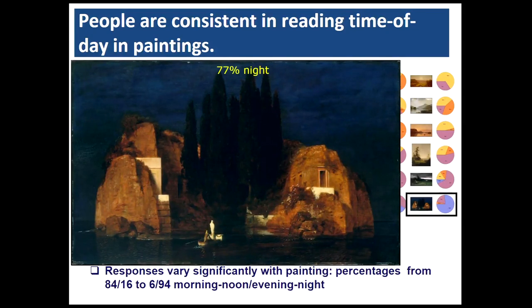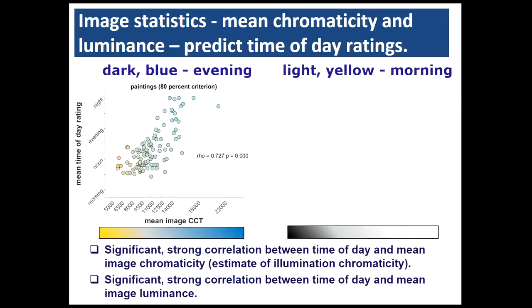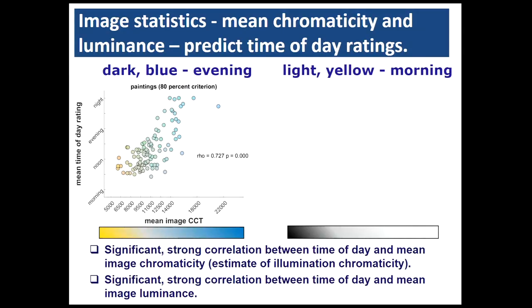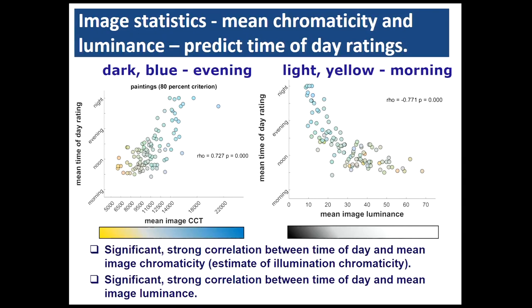So what were people responding to in making these time of day judgments? It turns out that there is a relationship between the chromaticity and luminance of the painting overall and the rating of time of day. Dark blue paintings were rated as being in the evening, and bright yellow paintings as being more likely in the morning. So this plot just shows the mean time of day rating going from morning to night as a function of color of the painting, which we call correlated color temperature here. And this shows the mean time of day rating as a function of the mean image luminance. So the brighter the image, the more likely it was to be rated in the morning.